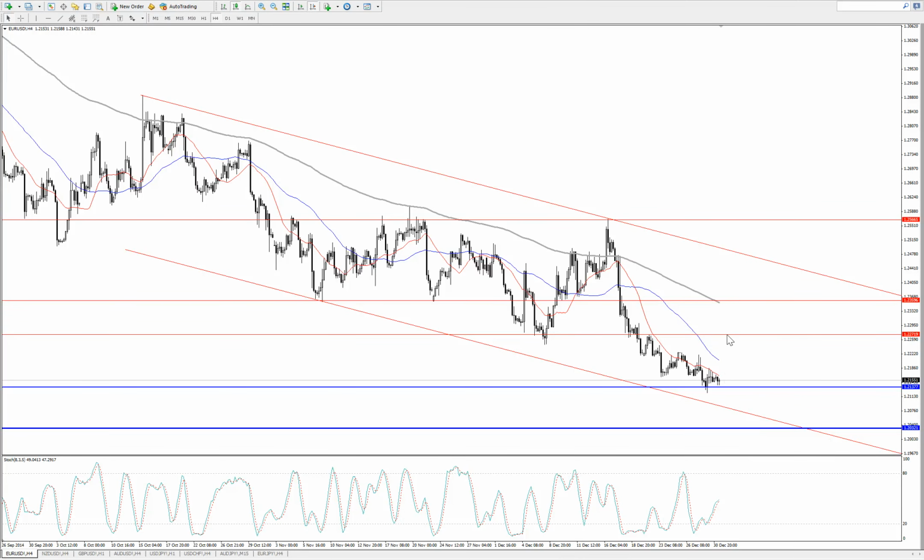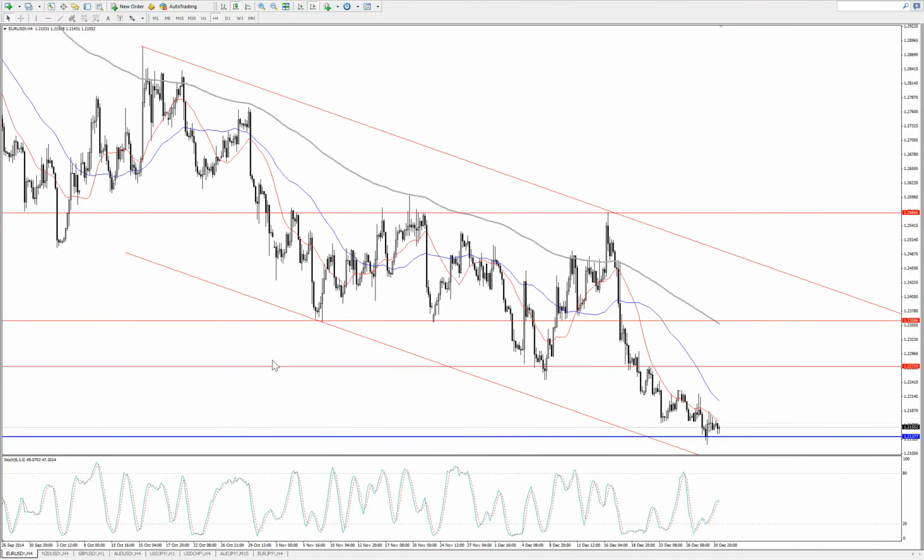Alright, so we have a few levels that we can actually look out for. First, we have the resistance level of 1.2271, followed by 1.2359. The 200 moving average could be another form of signal as a resistance for this pair itself. Alright, so that is all for euro against the US dollar.